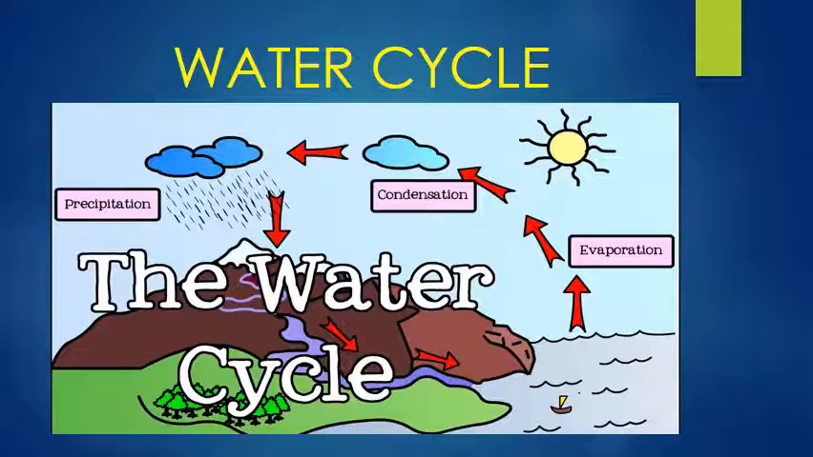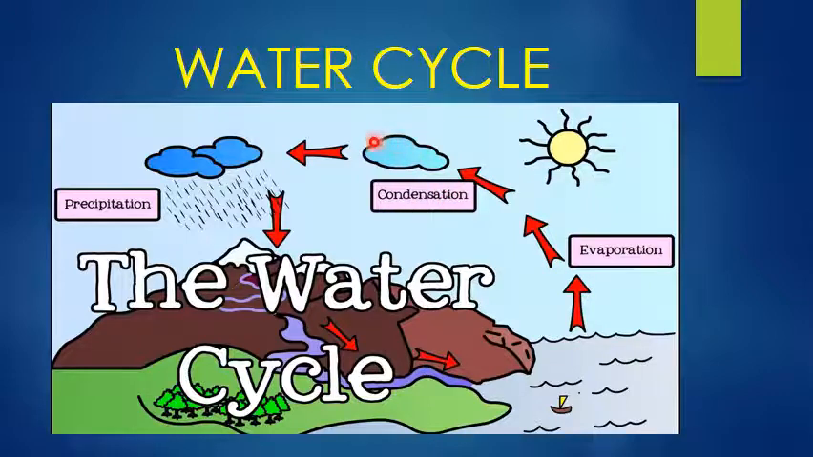Well, heat from the sun causes water on the earth, that is in the oceans, lakes, etc., to evaporate. It turns from liquid to gas and rises up into the sky. This water vapor collects in the sky in the form of water droplets, and these water droplets come together and form a cloud. So, changing of water vapor into water droplets is known as condensation.